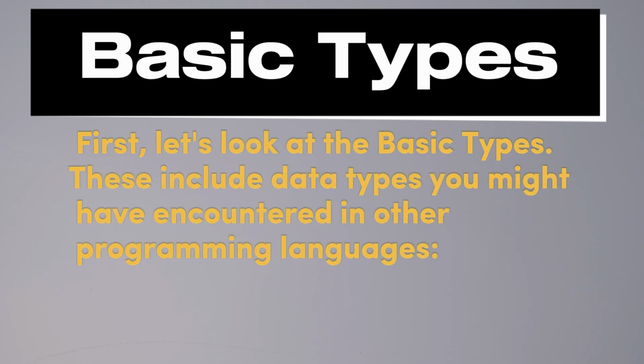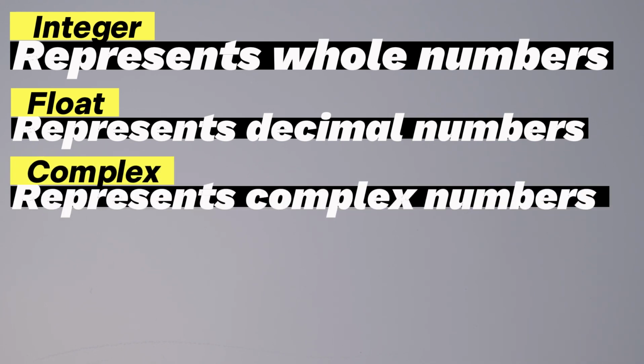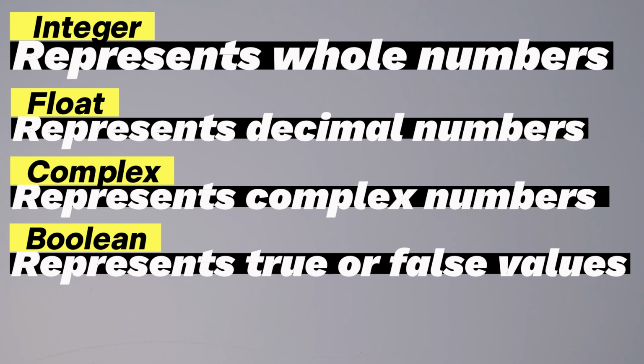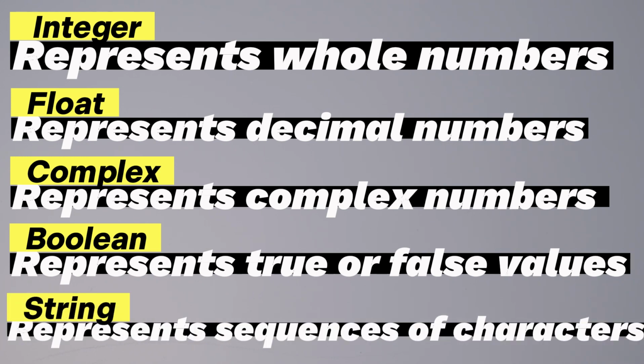These include data types you might have encountered in other programming languages, like integer represents the whole numbers, float represents the decimal numbers, complex represents the complex numbers with real and imaginary parts, boolean represents true or false values, string represents the sequences of characters.